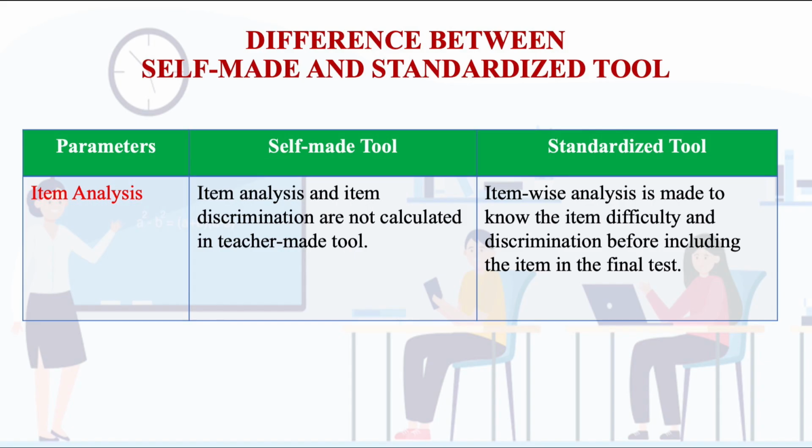And further, so far as the item analysis parameter is concerned, in a self-made or teacher-made tool, item analysis and item discrimination are not calculated, but for a standardized tool, item-wise analysis is made to know the item difficulty and discrimination before including the item in the final test.